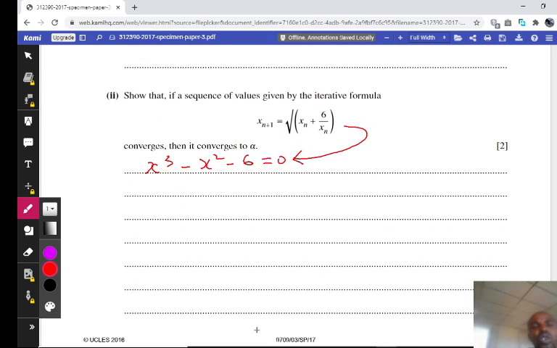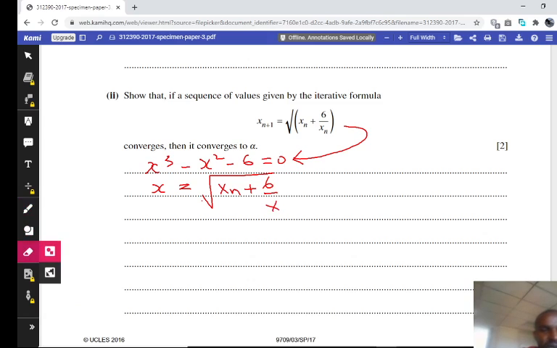For you to be able to prove that it converges to the root alpha, we satisfy this same equation. You take this equation and remove the n plus 1 and the n, you just ignore those, so it will be the square root of x plus 6 over x. You don't put an n like this, you just put an x.